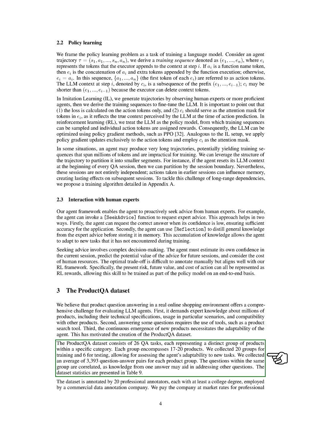To address this challenge, we created the Product QA Dataset, which includes 26 QA tasks, each focusing on a specific group of products within a category. We have 20 groups for training and 6 for testing to assess how well the agent can adapt to new tasks. Each group contains 17 to 20 products, and we gathered around 3,393 question-answer pairs for each group. The questions within the same group are related, as knowledge from one answer can help in answering other questions.